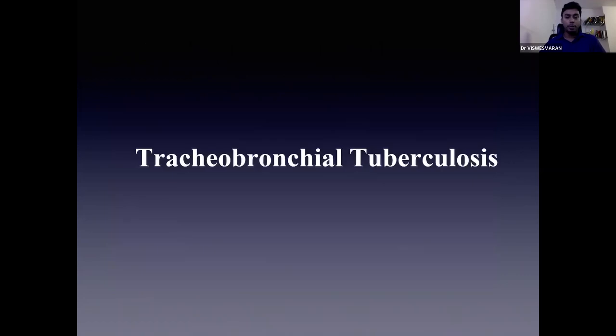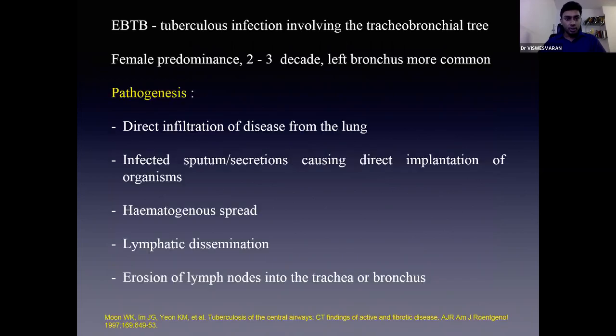Before I go to the topic proper, I will discuss a few points about tracheobronchial tuberculosis. Tracheobronchial tuberculosis, otherwise referred to as endobronchial tuberculosis, is a tuberculous infection involving the tracheobronchial tree, and it requires both microbiological and histopathological confirmation of tuberculous pathology in the biopsy. It generally occurs in females, most commonly in the second to third decade, and the left bronchus is more commonly involved in patients with endobronchial tuberculosis.